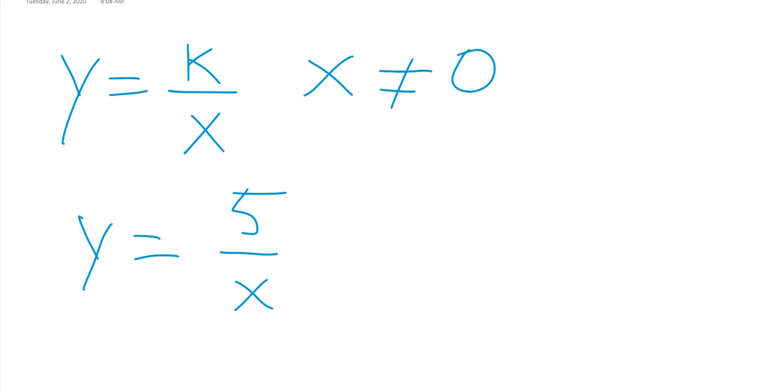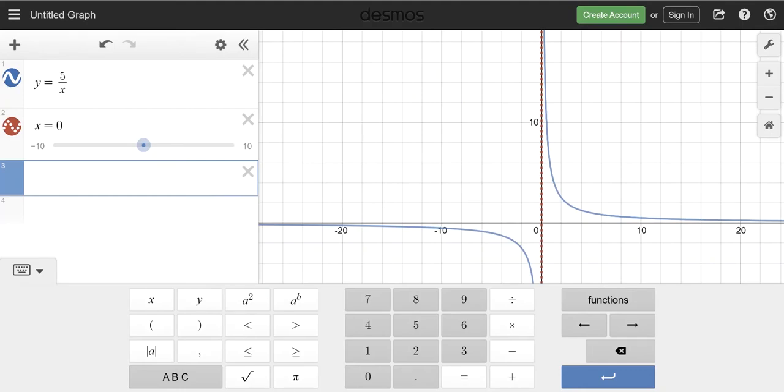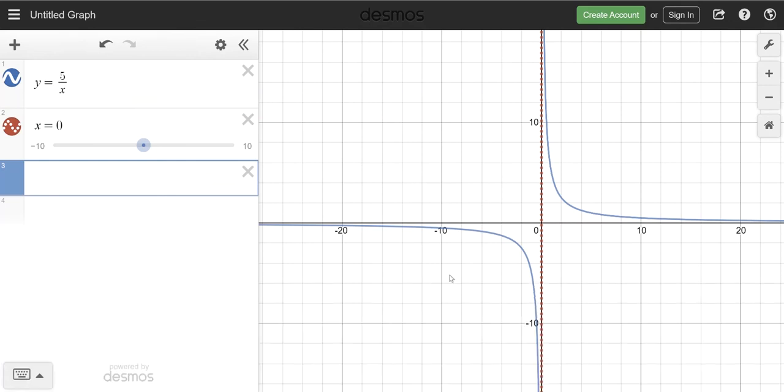Now, I just want to review you briefly on the graph of this. Y equals 5 over x. Let's jump over here to our calculator and take a look at it. And I'd like to point out some things. So here we have y equals 5 over x. I've already put the equation in here. Y equals 5 divided by x. It's the blue line.